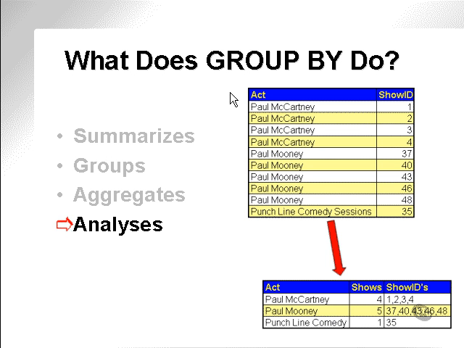That's a very simple introduction to group by. It summarizes, groups, aggregates, and can be used to analyze. We will get to analysis at a later stage. All you can see here from the diagram is that I've taken Paul McCartney, Act 1, 2, 3, 4, and simply added him up into 4 shows, and here I have listing which shows they are, show IDs 1, 2, 3, and 4.